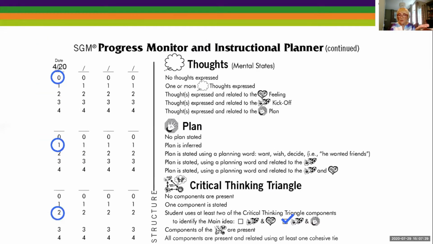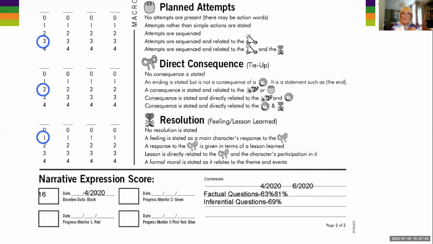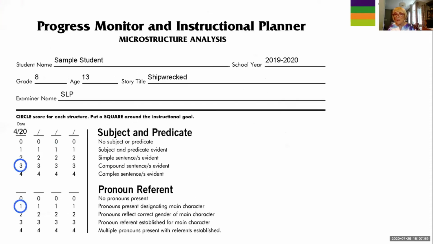In the critical thinking triangle, he had 2 components. And planned attempts, he had attempts that were sequenced. And that was relative to his kickoff, and these were the reactions. There was a consequence almost as a result of the actions that he took. And then he had a narrative expression score of 16, and we talked about this in depth. We also looked at the microstructure analysis. That was the macrostructure.